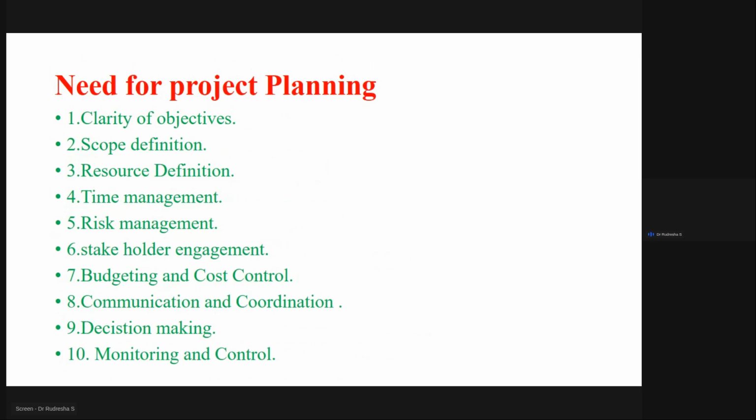Resource definition. Next is resource definition, the availability of resources. Time management. You have maintained good time management, past, future, and present. Next, you have risk management, stakeholder engagement, budgeting and cost control, communication and coordination, decision making, monitoring and control. This is the need for project planning.